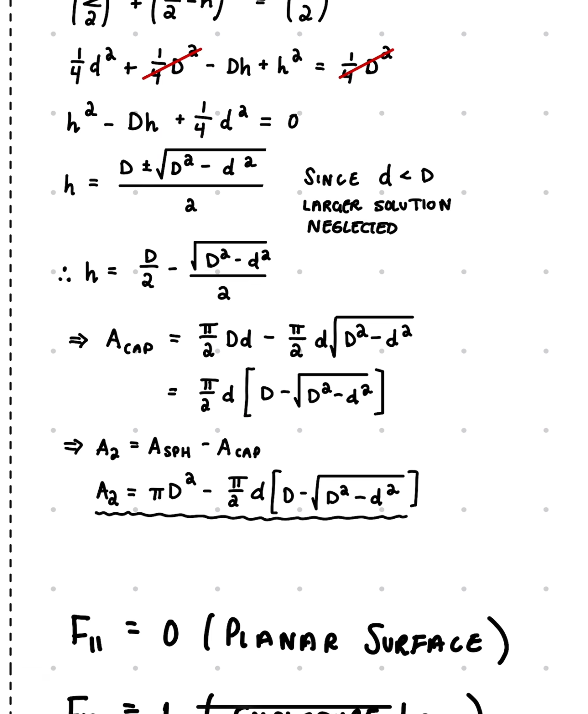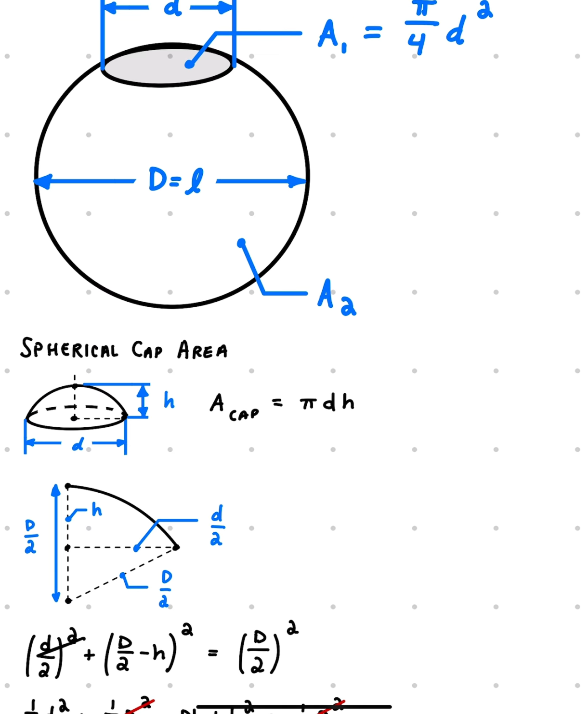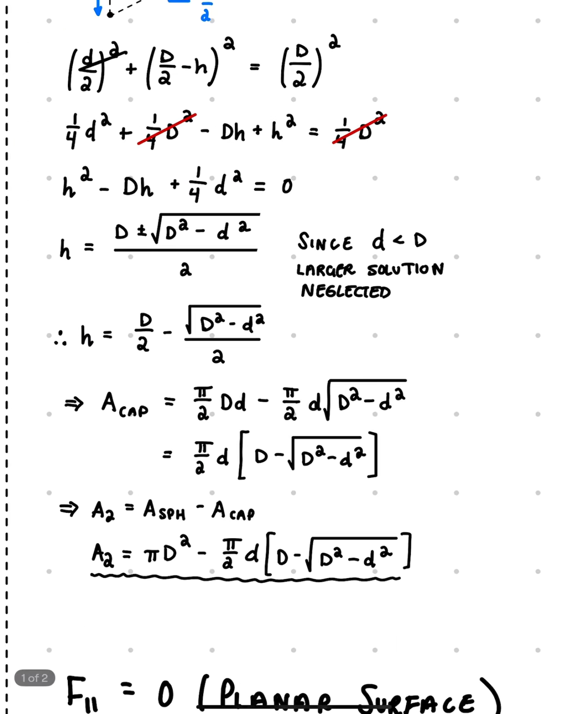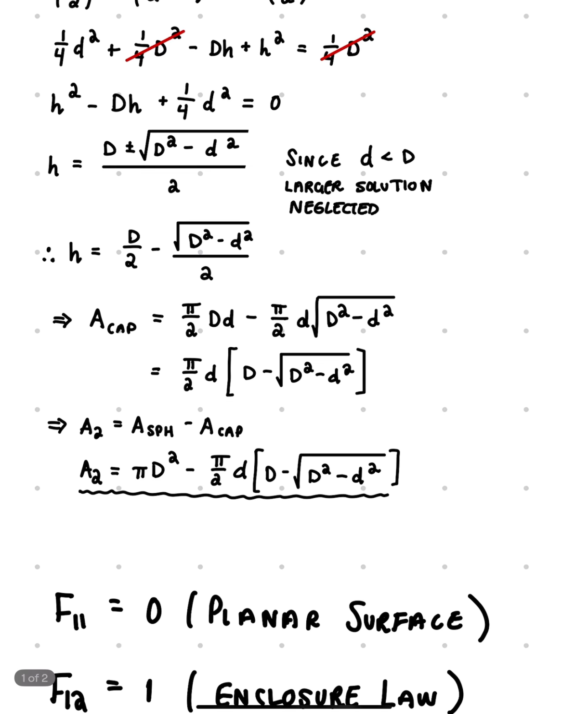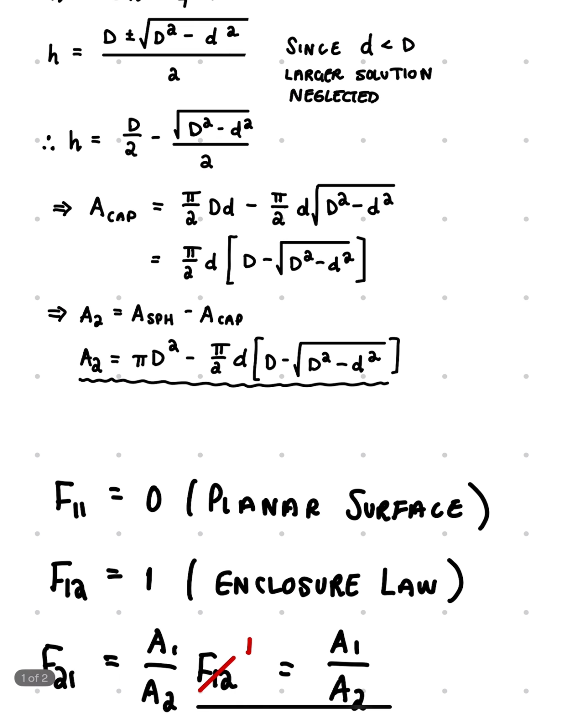And since the little diameter is always going to be less than the bigger diameter, this produces both a large and a small solution, which describes either this large length here or this small length on top. And this is what we're interested in. So we are going to neglect the plus sign in this equation, and this just turns into h equals D over 2 minus the square root of D squared minus little d squared over 2. And then that turns into a final cap area in terms of little d and big D of pi over 2 d times the quantity D minus square root D squared minus little d squared.